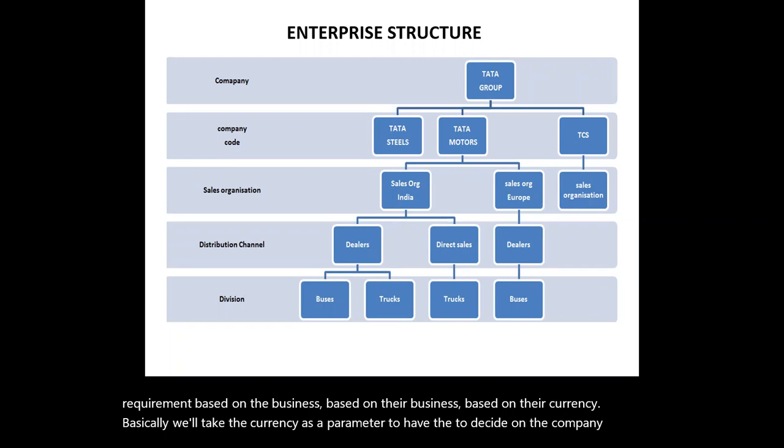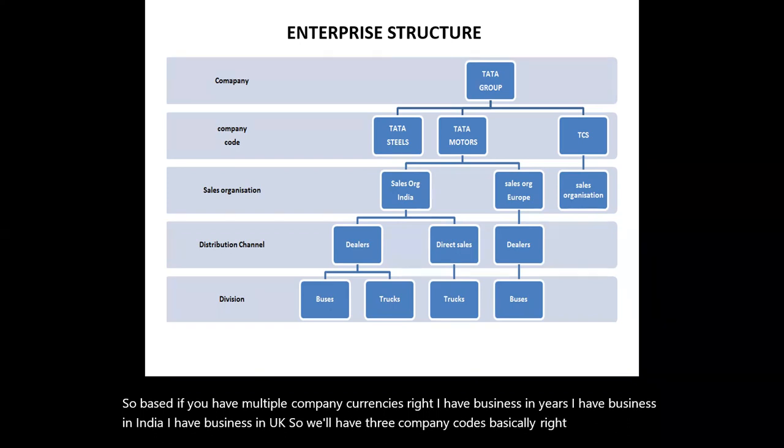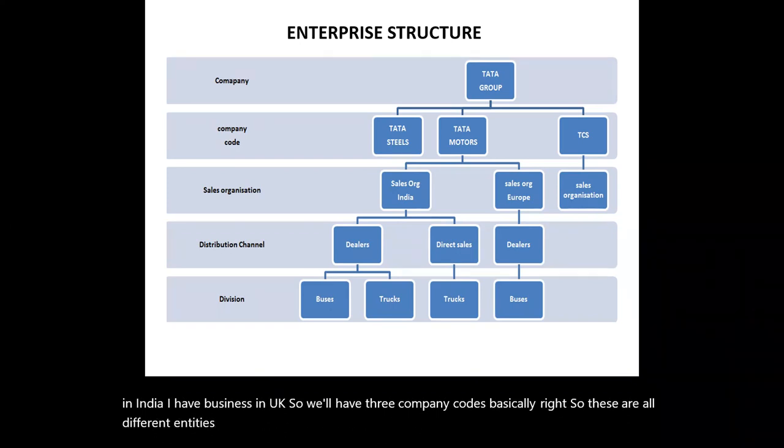If we have multiple currencies, say I have business in the US, I have business in India, I have business in the UK, then we'll have 3 company codes basically. These are all different entities, and it is up to the business how we are going to divide the company codes. So this is about the company code.